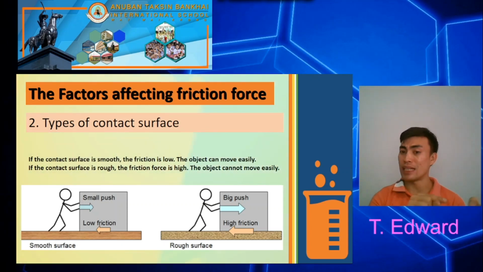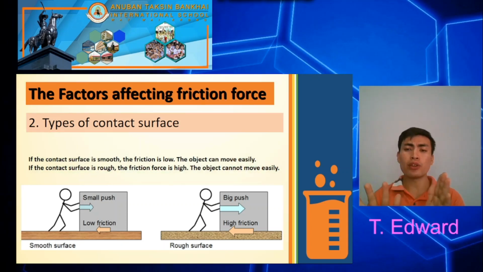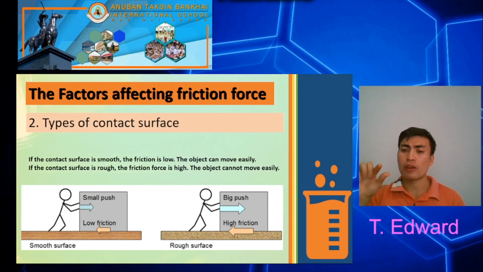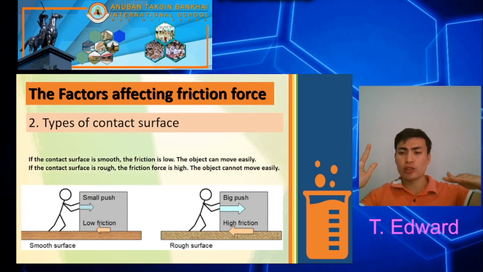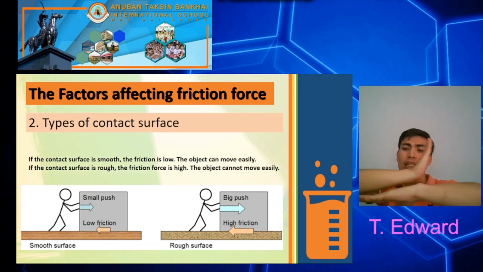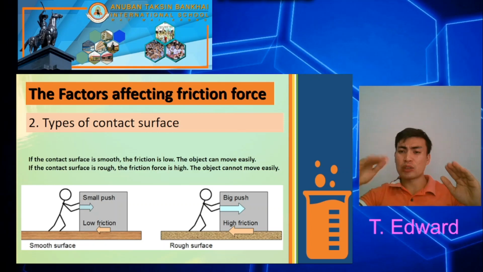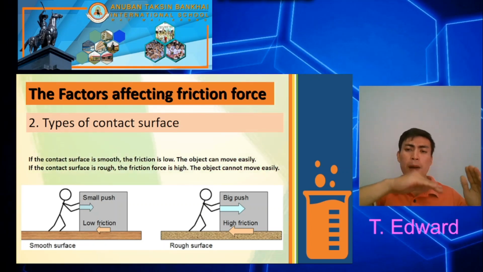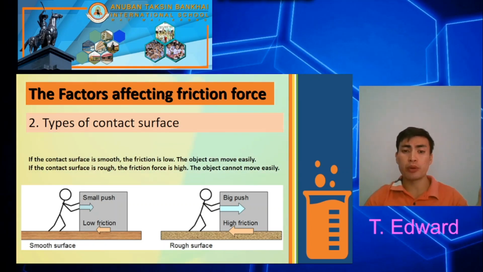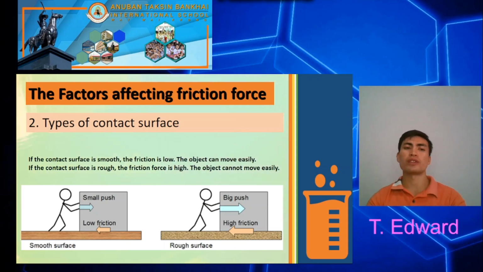Very good. It is in the smooth surface. But why? Because smooth surfaces have less friction. It means that since the surface is smooth, we can push the box or the object easily. If the surface is rough, it is very difficult to push an object. Okay, so it's all about rough and smooth surfaces.